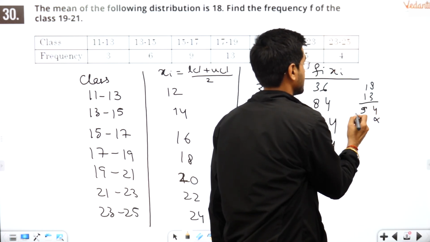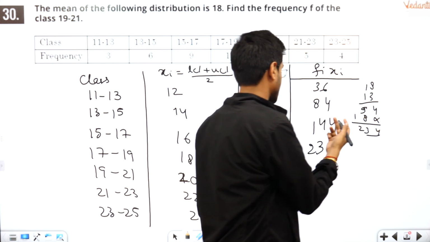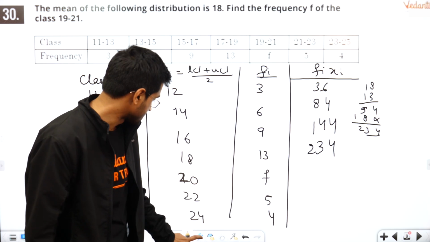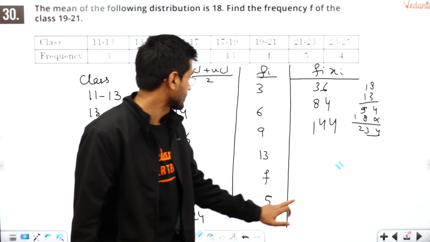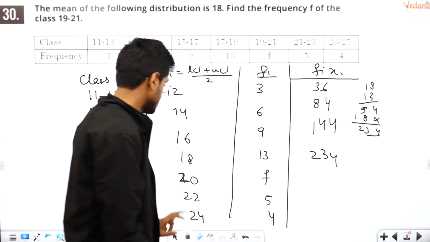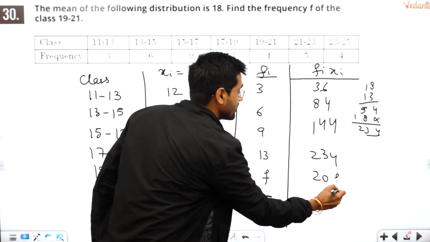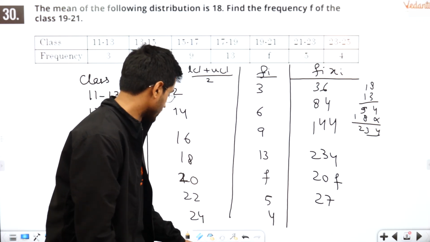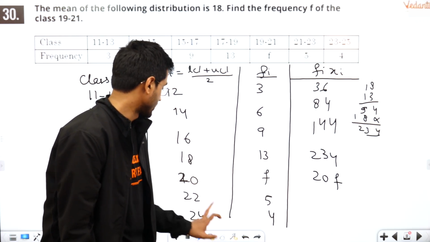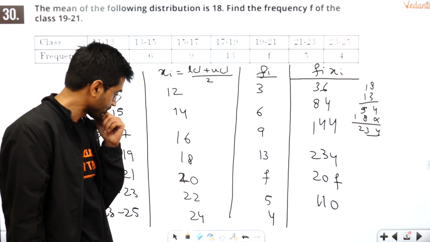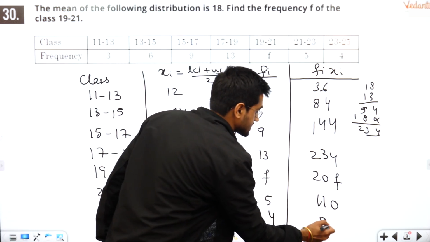54, 8 and 1, 4, 13, 2, 34. I was correct. I could have done it directly, okay. I have written it in the wrong place, I should write it in the right place. So I write here only 234. Then 20 into f, I have to write 20f. And then 22 plus 5 is 27. Oh, what am I doing, sorry. I've added it. 22 into 5 is 110. And what is the last value? 24 into 4, which is 96.